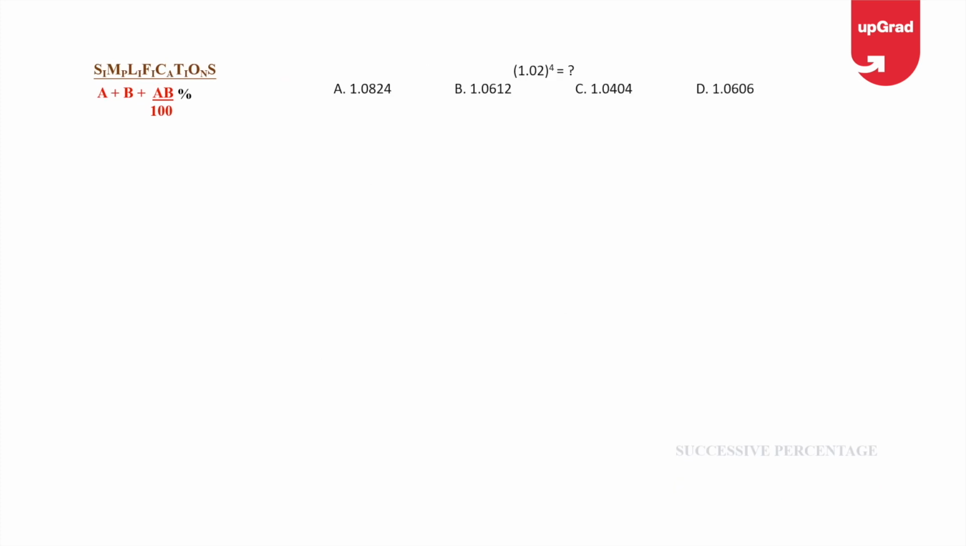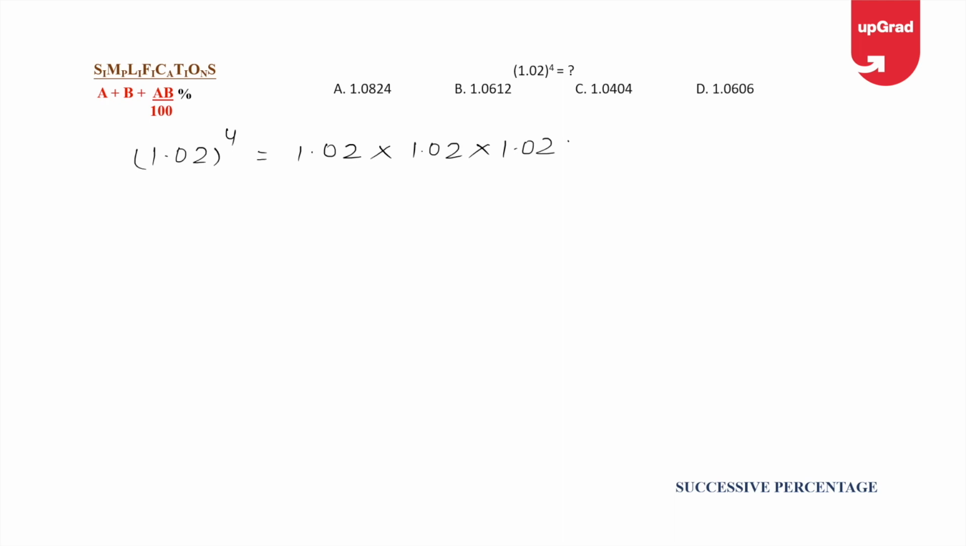Let's take one more. Now, you may have seen such questions very frequently in examinations. In fact, the first five questions will have a question like this. Now, this is like 1.02 to the whole power 4. Now, there's no rocket science here. What you have to do is simply multiply it 4 times and you will end up getting the answer. Honestly, this time I will not even multiply and show you the conventional method.